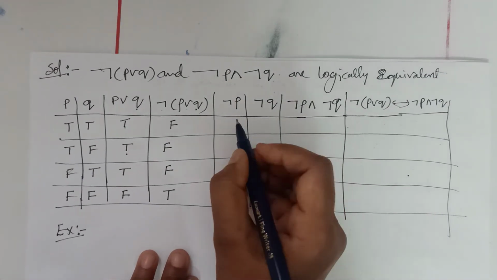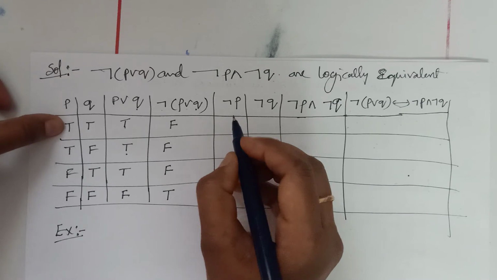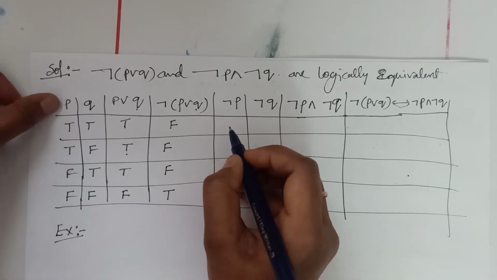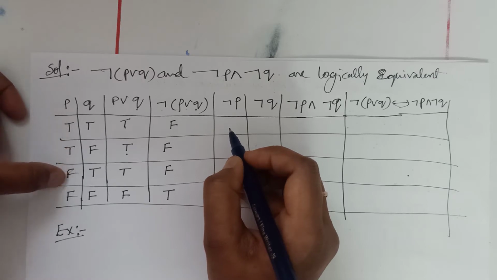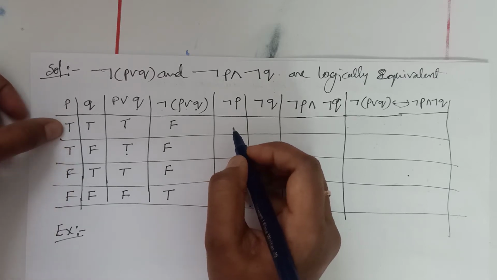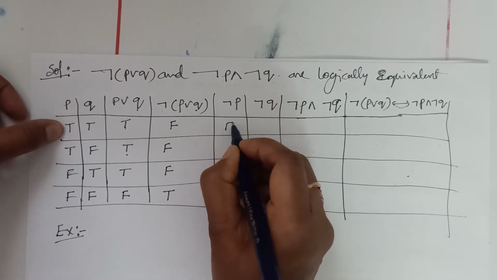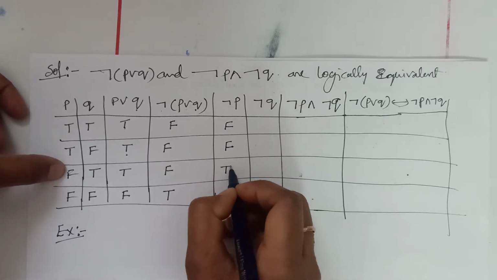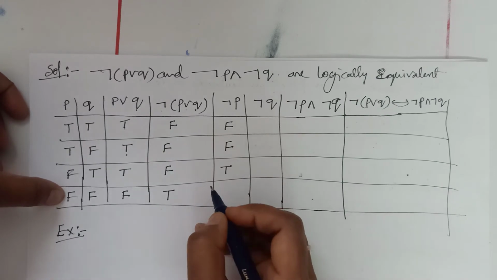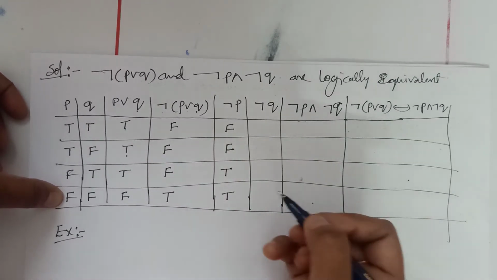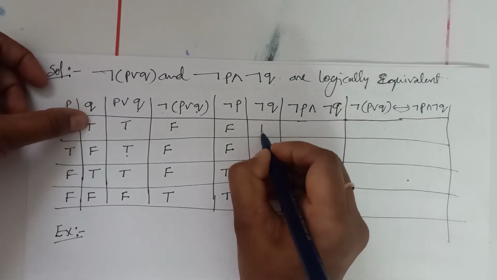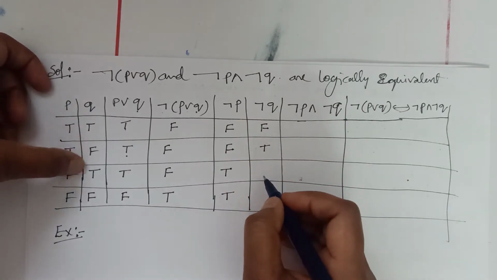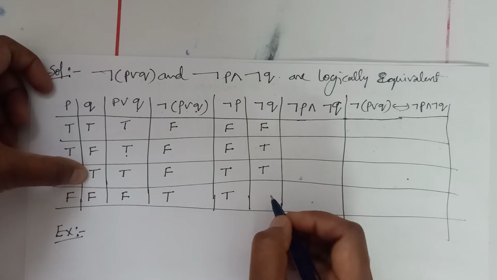Coming to negation P. The truth values of P are T, T, F, F. Now negation P is false, false, true and true. Negation Q is false, true, true, false.